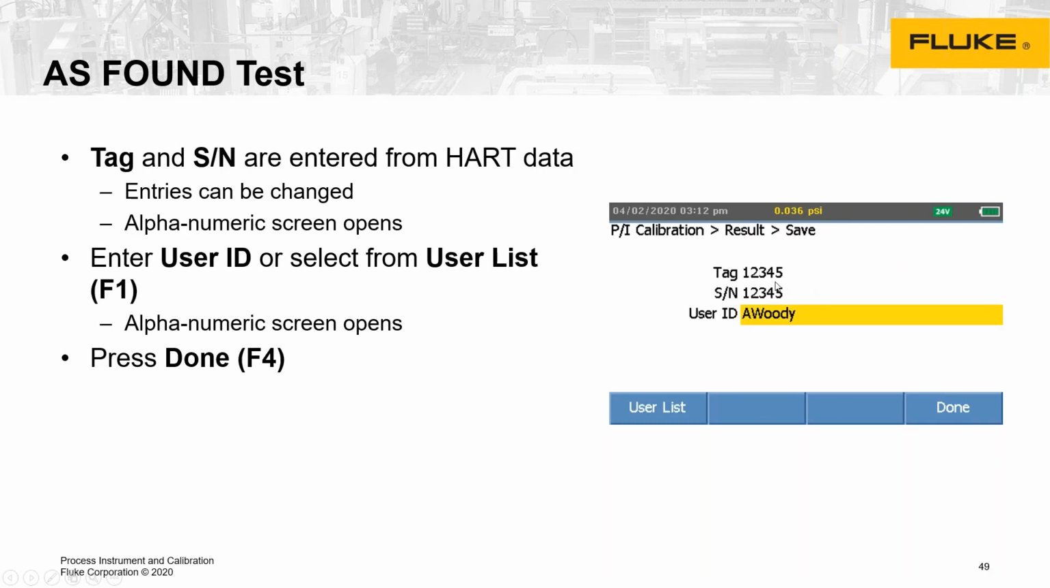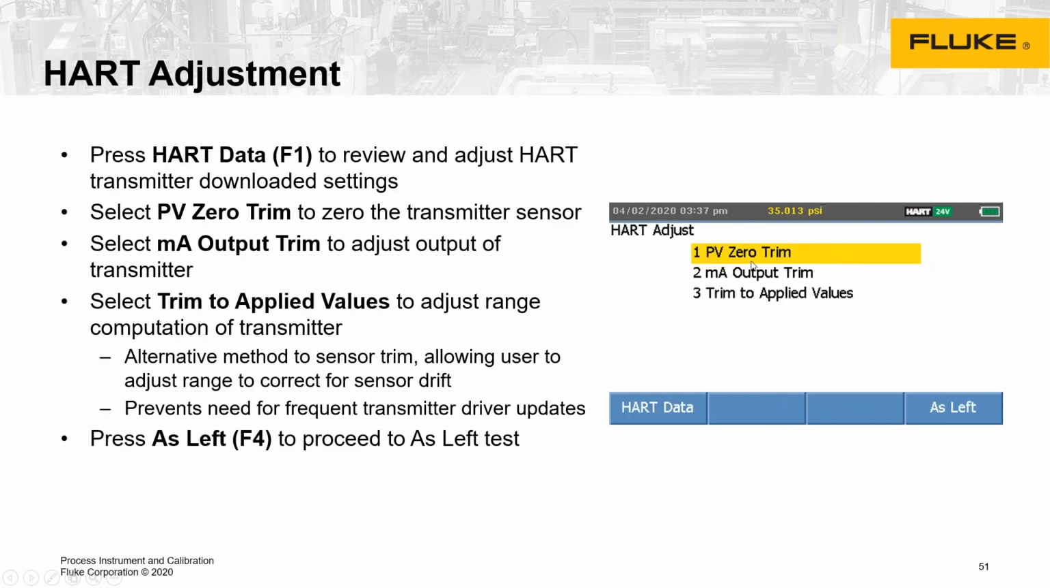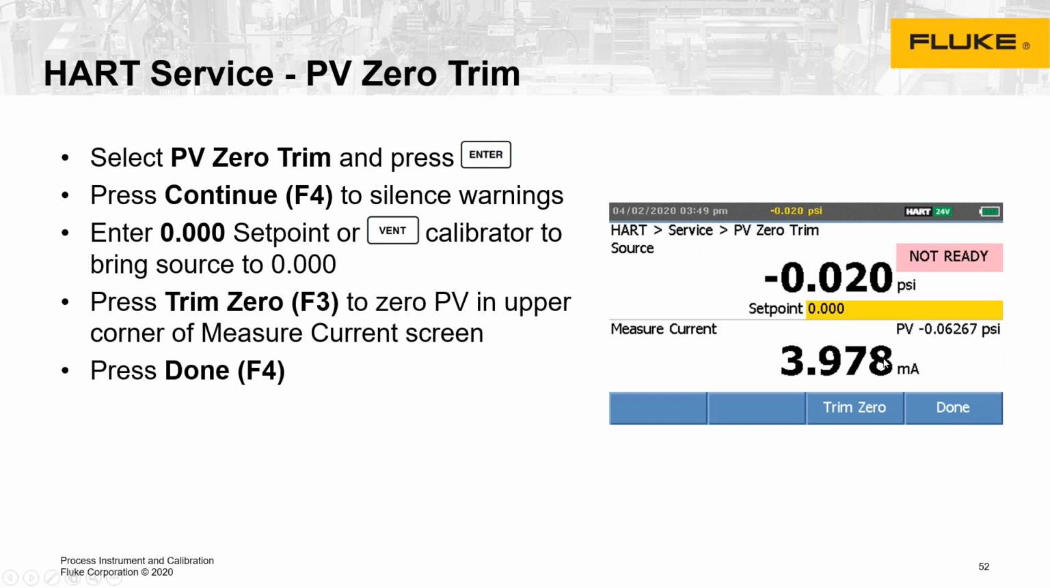Once we get done, once again, the tag, serial number, and the user, my name, entered here, are auto-populated via the task that we ran. We can make HART adjustments, just like we did with the 754. In this case, we can do a PV 0 trim, a milliamp output trim, and then HART trim on the sensor to apply values.